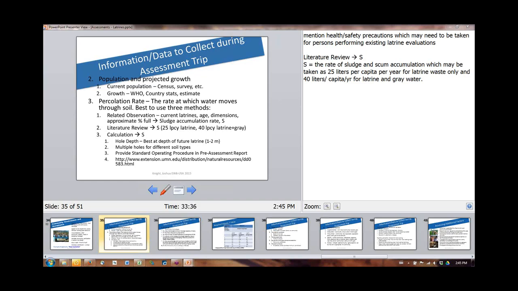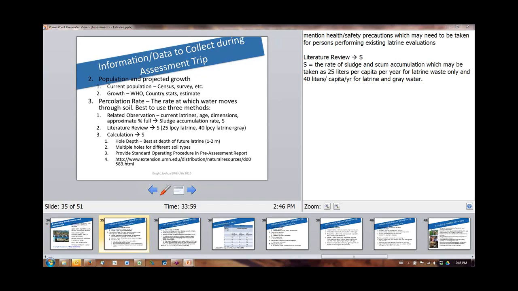Related observation. Find out what latrines currently exist. Find out their age, their dimensions, approximate amount full, and actually get an S directly from that. That's one of the best ways that people often overlook. Literature review. As you can see here, I'm listing some literature numbers that you could use, but you should look this up on your own and find out which best work for you.